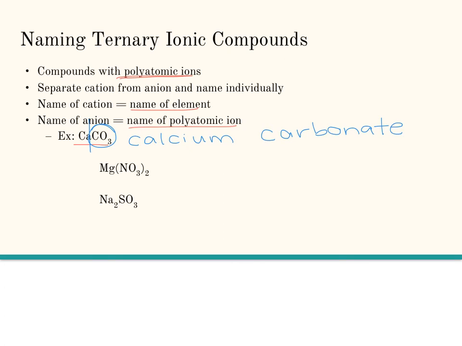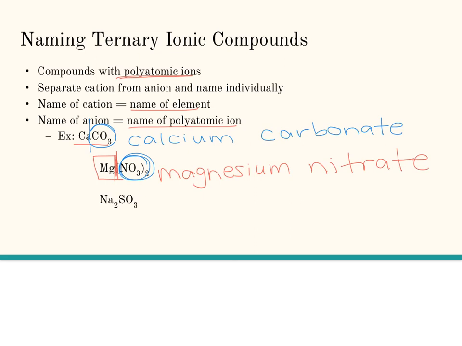Okay, in my second example, I have MgNO3. Again, I have to figure out where my cation and my anion lie. My cation is Mg. If I look up the name of Mg, it is magnesium. I want to recognize the NO3 as being one thing, and that entire polyatomic ion is called nitrate. So the name of my compound is magnesium nitrate.